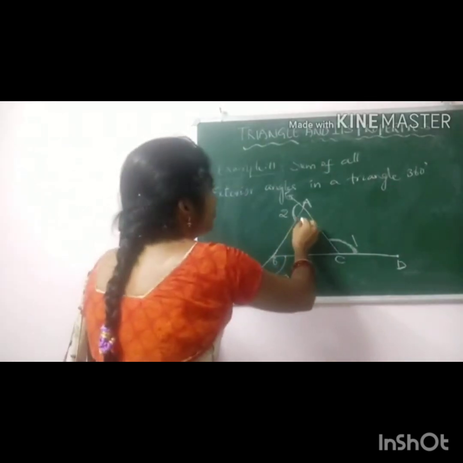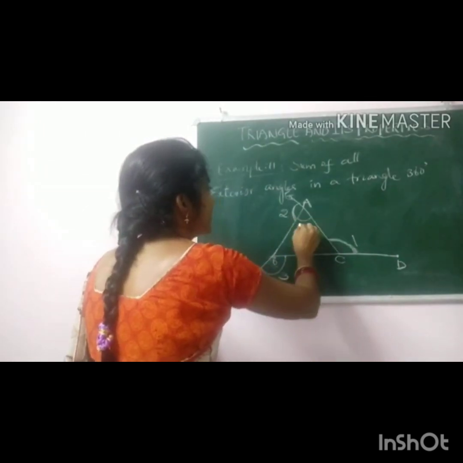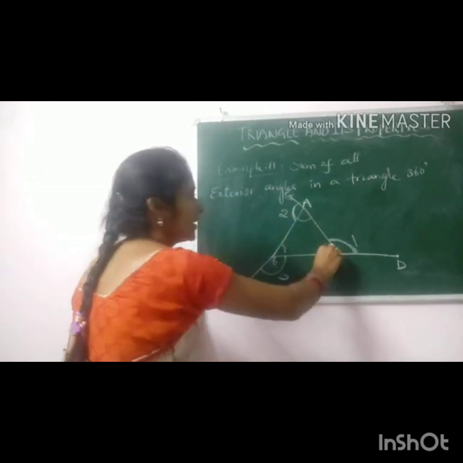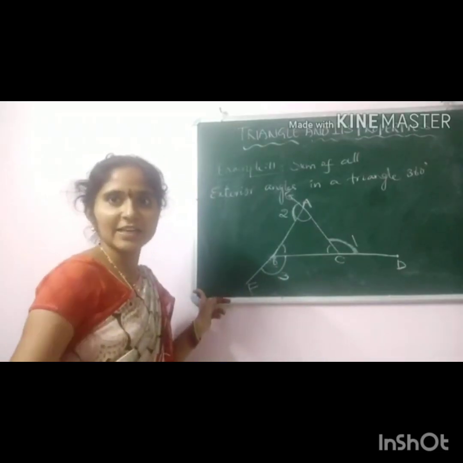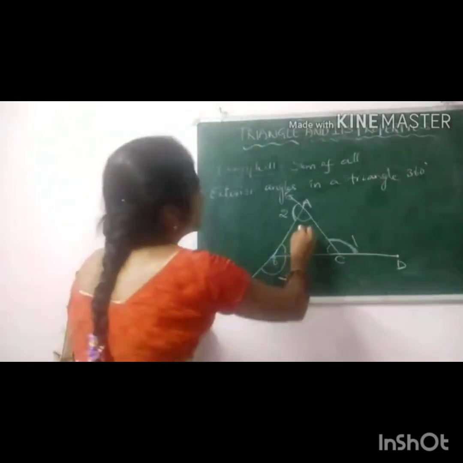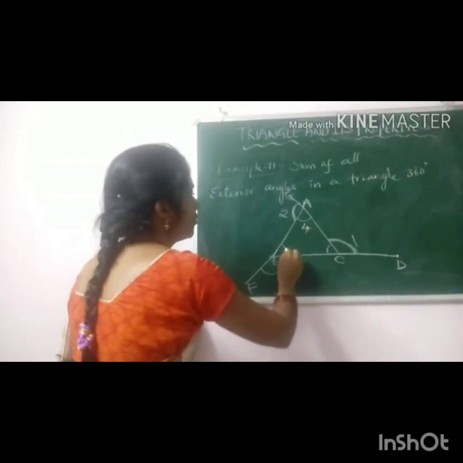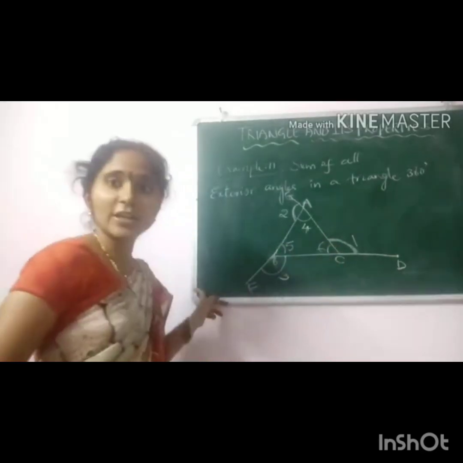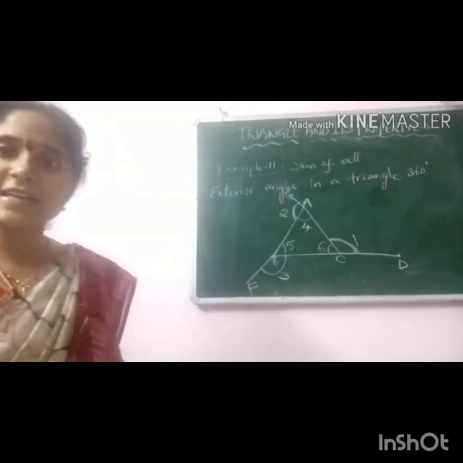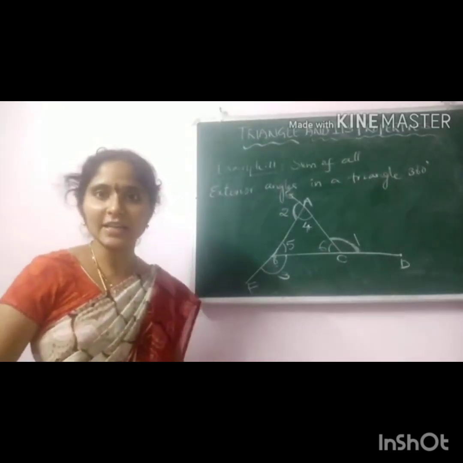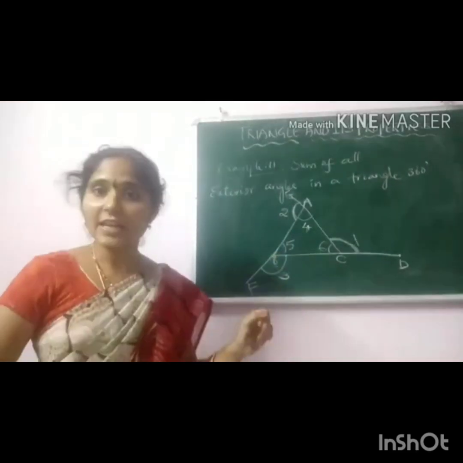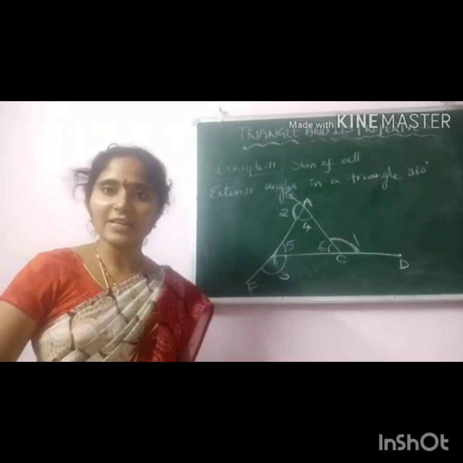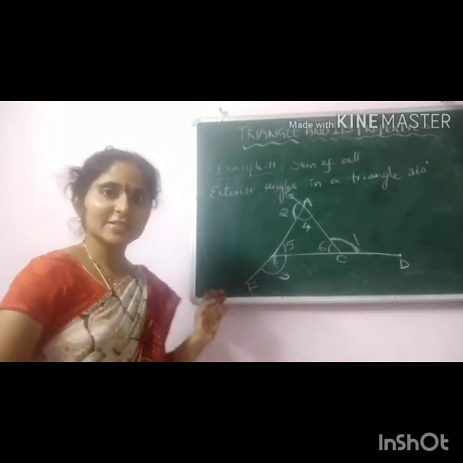Already we know interior angles. How many interior angles are formed? In a triangle, 3 interior angles are formed. So this is one interior angle 4, this is another 5, this is angle 6. Totally here we observe 3 interior angles and 3 exterior angles. Totally 6 angles are formed.